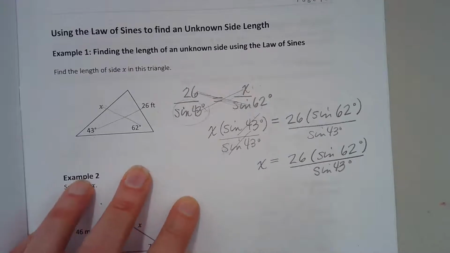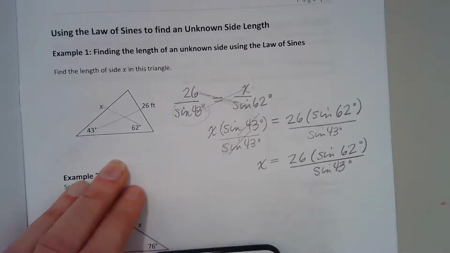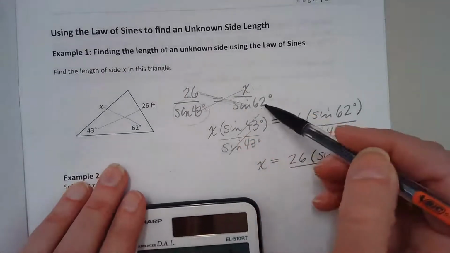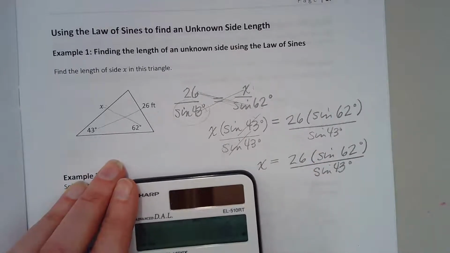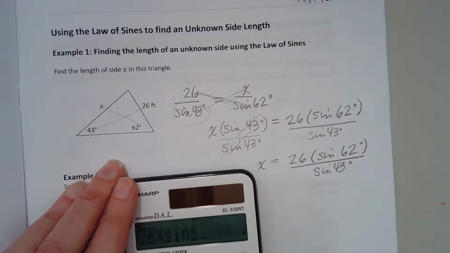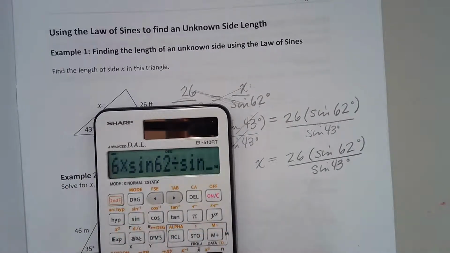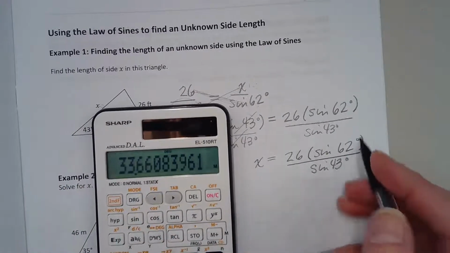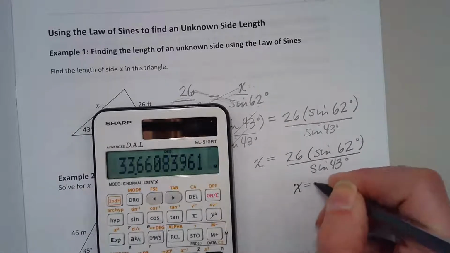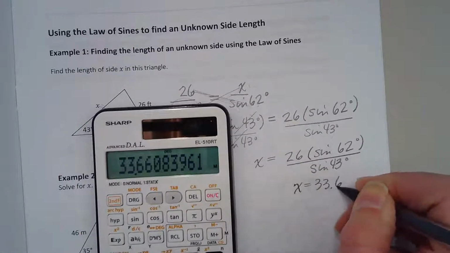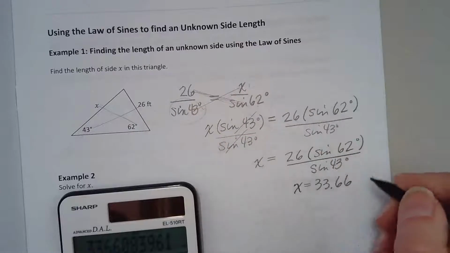So in my calculator, you multiply 26 and sine 62, 26 times sine 62 divided by sine 43. Okay, so x will equal 33.66 feet.